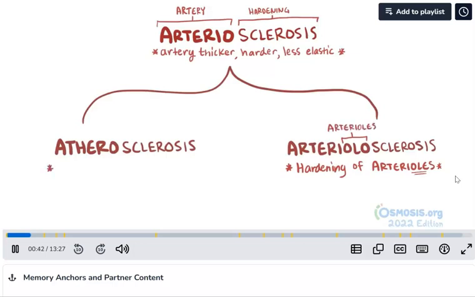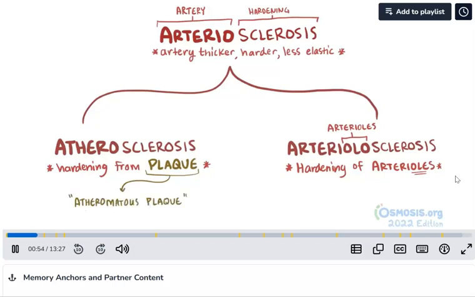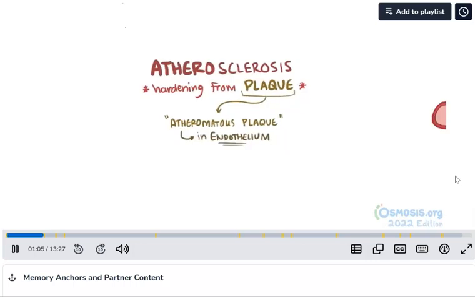And then finally, atherosclerosis is the hardening of any artery, even though it's usually medium to large-sized arteries, which is caused by the buildup of plaque. These plaques are called atheromatous plaques and happen in the innermost wall of the blood vessel, called the tunica intima, or endothelium. Okay, now that we've differentiated between all three of these words, let's first take a look at atherosclerosis.